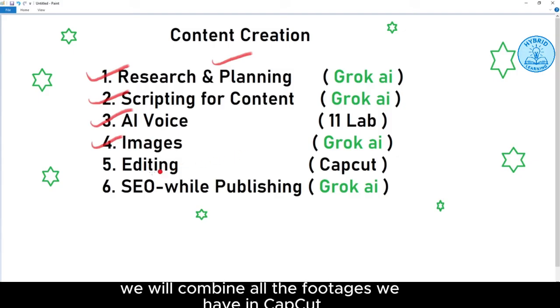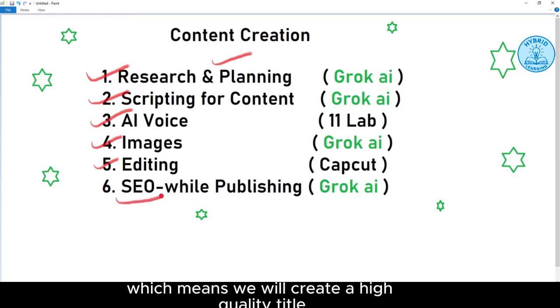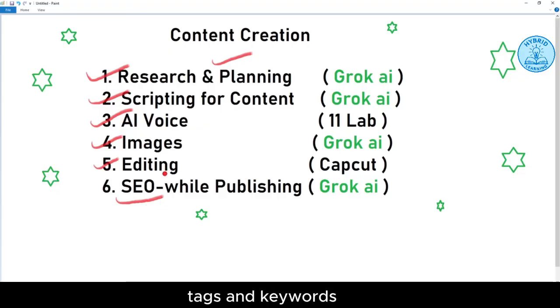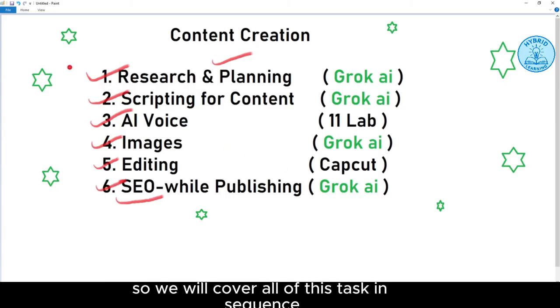And after that, we will combine all the footages we have in CapCut. So with the help of CapCut or Wondershare Filmora, we can do editing. And after that, while publishing our content, we will do SEO, which means we will create high quality titles, tags, and keywords so that our content can rank in Google too. So we will cover all of these tasks in sequence.